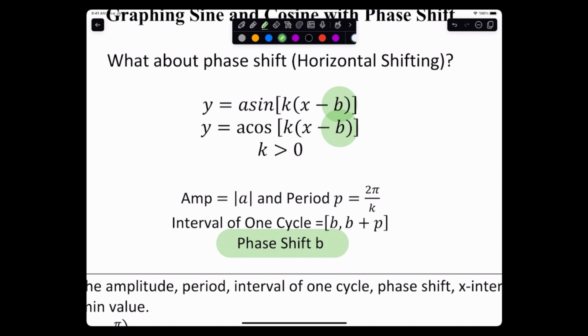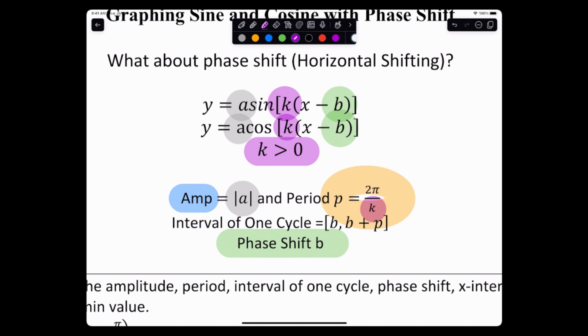Again, we have A, these A values. K is still there. K is always positive. And so everything is very similar, meaning your amplitude is the absolute value of A, and then we have the period here. Your period is 2 pi over K.